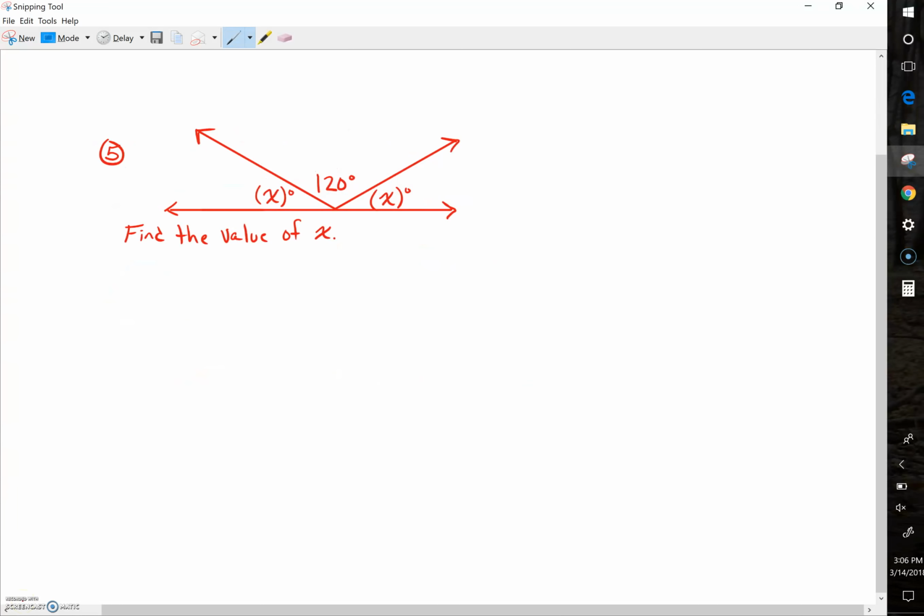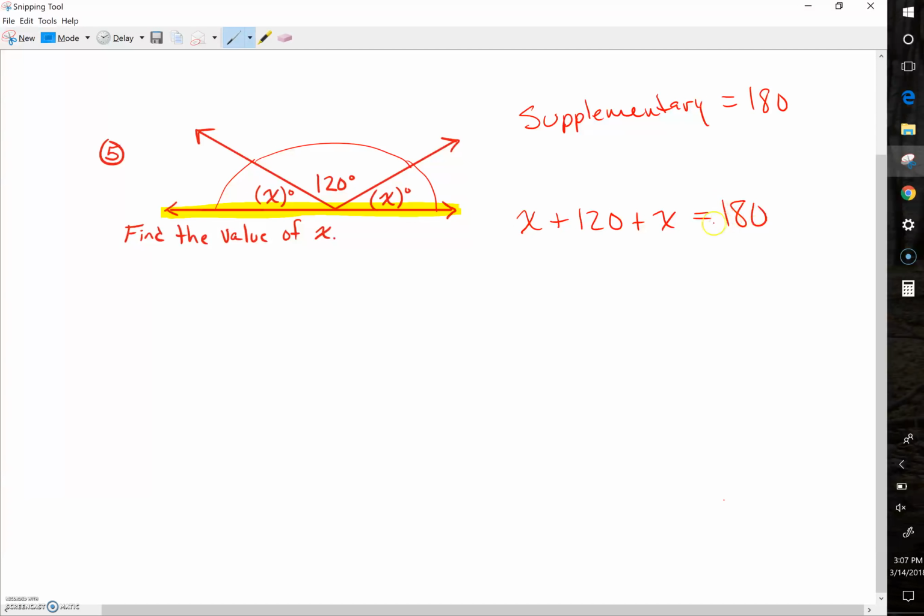Number 5, we need to find the value of x. What you should notice is that you have a straight line angle here, and it is made up of 1, 2, 3 separate angles. Those 3 angles are supplementary, meaning they equal 180. So we're going to add them up. x plus 120 plus x equals 180. Combine like terms, that's 2x plus 120 equals 180.